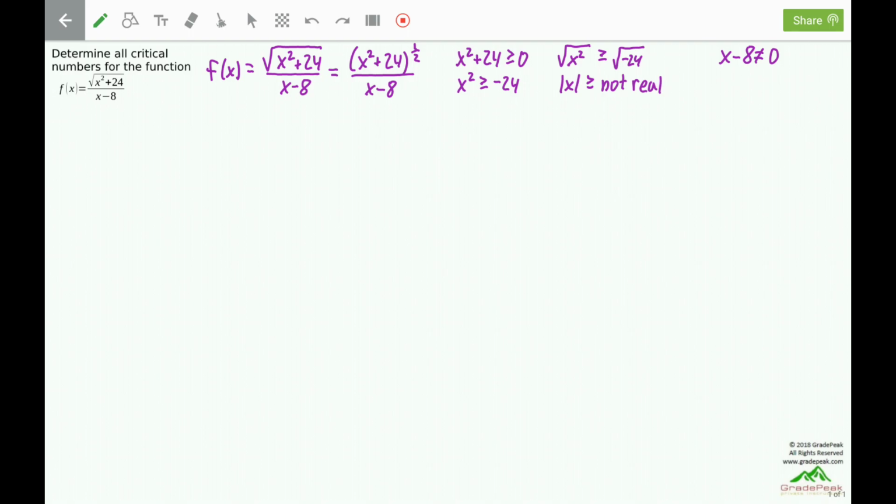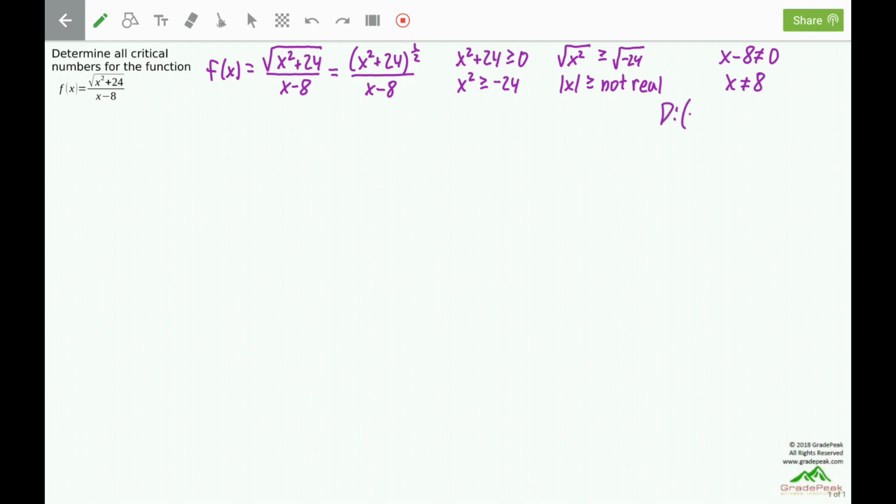Working with the x minus 8, we can add 8 to both sides, and x cannot equal 8. So that will be the only condition on the domain. The domain will be all real numbers except for positive 8.